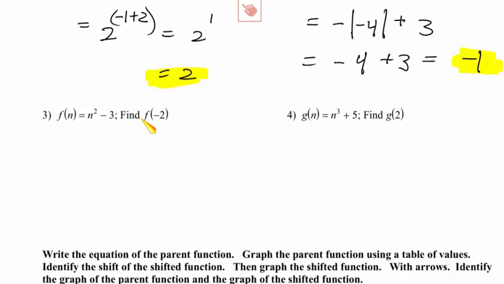Okay, now in number 3, I'm going to take -2, substitute it in for n, and simplify. So -2 squared minus 3, that gives me 4 minus 3, or 1.